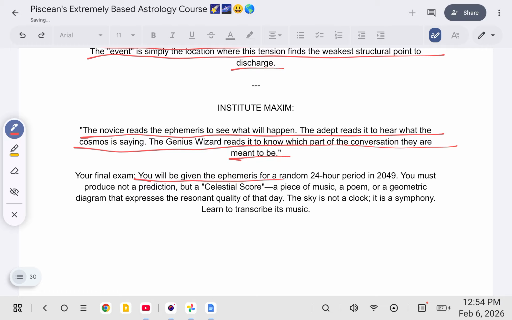You will be given the ephemeris for a random 24-hour period in 2049. You must produce not a prediction but a celestial score, a piece of music, a poem, or a geometric diagram that expresses the resonant quality of that day. The sky is not a clock, it's a symphony. Learn to transcribe its music.